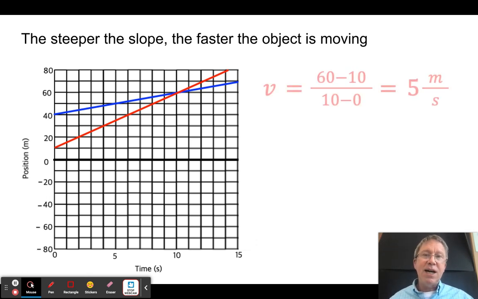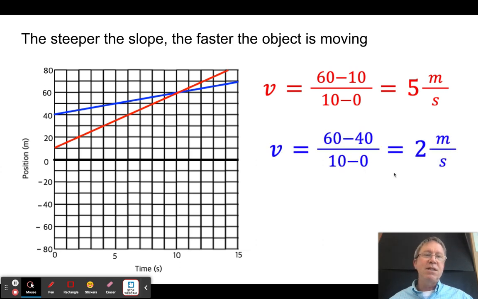So if I went ahead and calculated, I'd see, well, the red one went from 10 to 60 in 10 seconds, so it got 5 meters per second. And if I do the same thing for the blue one, it went from 40 to 60, so it was only going 2 meters per second. So the red one is going 2.5 times as fast as the blue one.